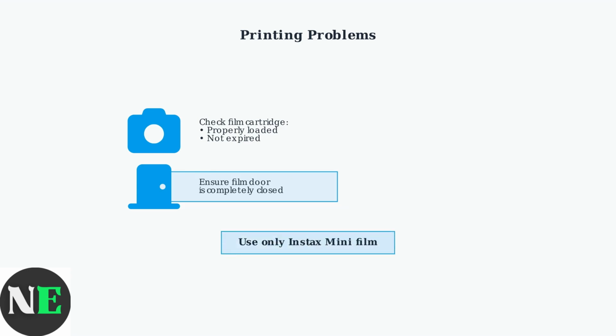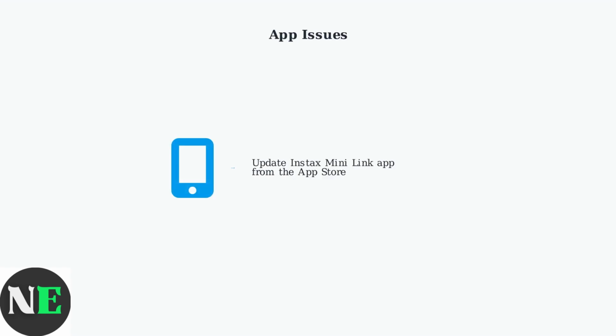Make sure you're using the correct Instax Mini Film. Other film types will not work with the Mini Link 3 printer. Finally, if the Instax Mini Link app crashes or becomes unresponsive, ensure you have the latest version installed from the App Store. App crashes are typically resolved by updating to the latest version. Check the App Store for available updates to the Instax Mini Link app.